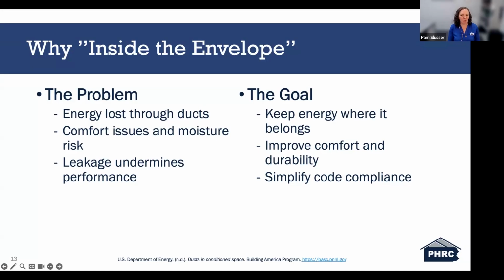So when looking at the goal, it's pretty straightforward. We want to keep energy where it belongs inside the home. We want to improve comfort and durability, and from a code standpoint, we want to simplify compliance. So the most effective way to achieve all of that is simple in concept. It's locate the ducts inside the conditioned space whenever possible.